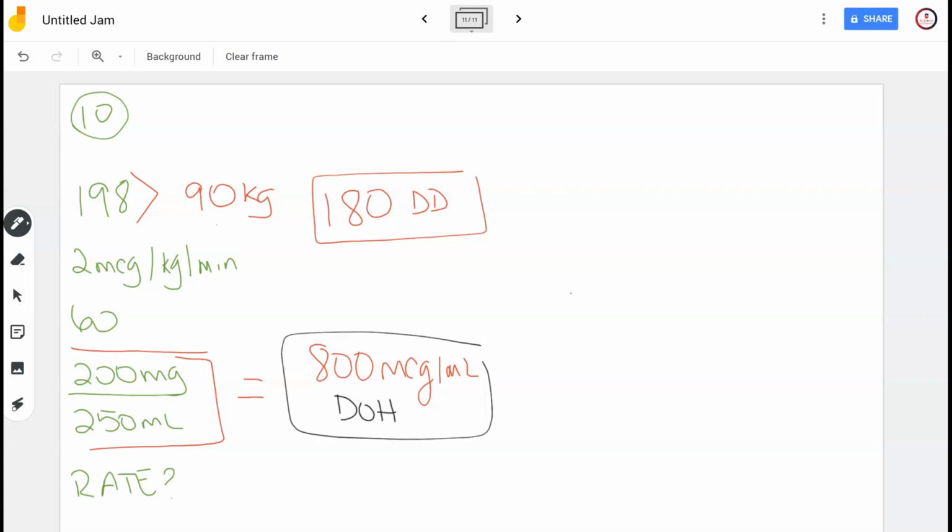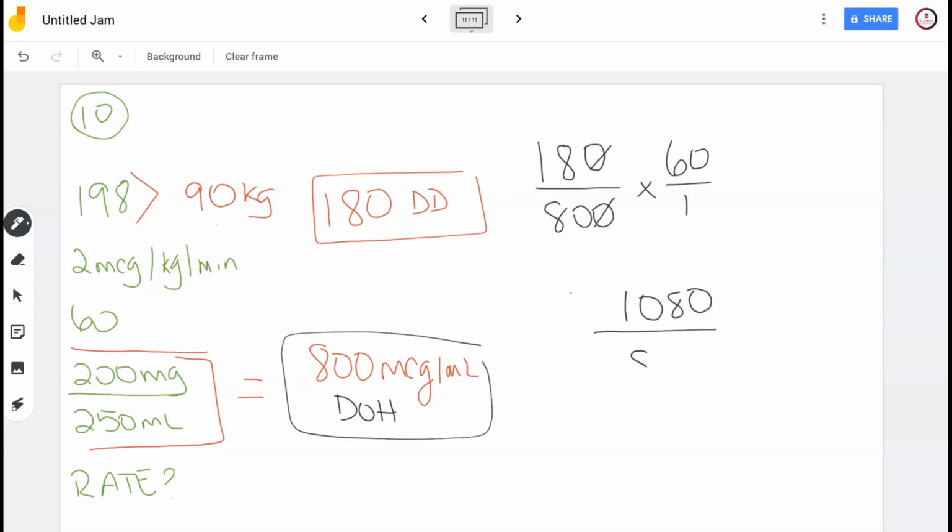Plug everything into your formula. 180 over 800 times 60 over 1. Simplify. 18 times 60 is 1080 divided by 80. And yes, I might have used a calculator, but this turns out to 13.5 drops a minute.